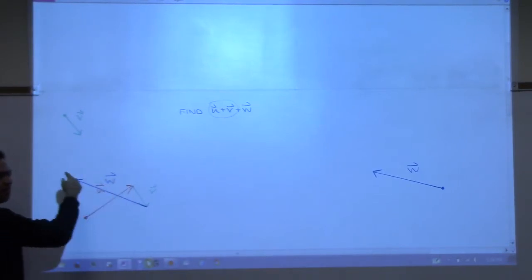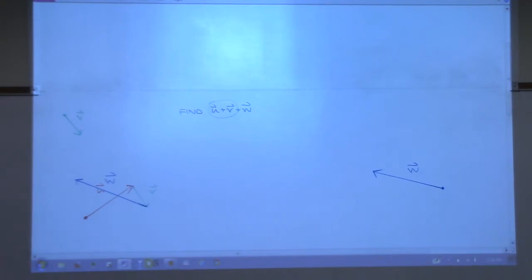u plus v plus w, right? But this is a vector. Where is it? Where is this vector? Where does it go from? I need to draw it.